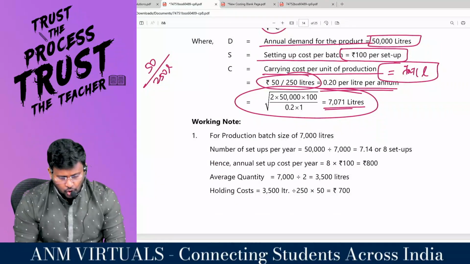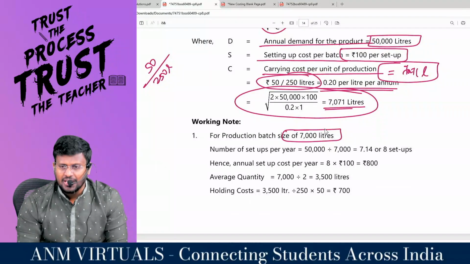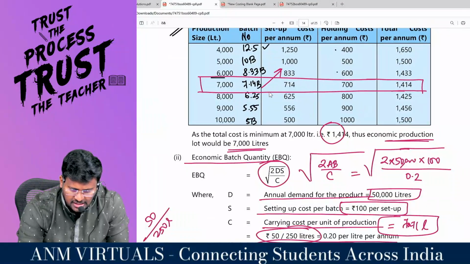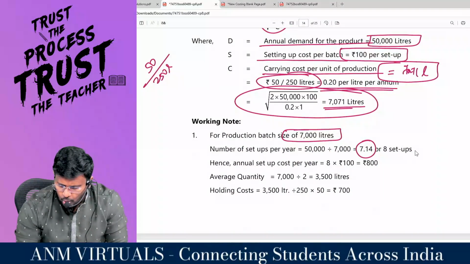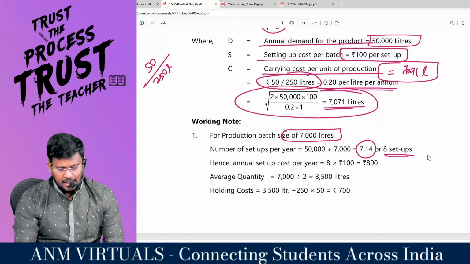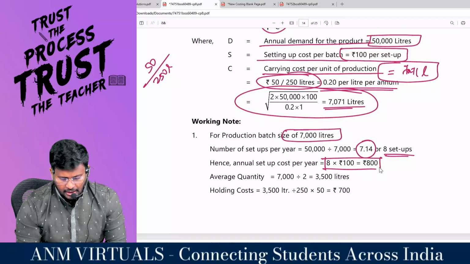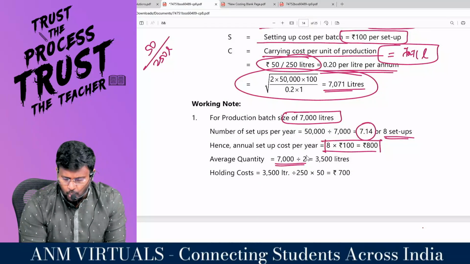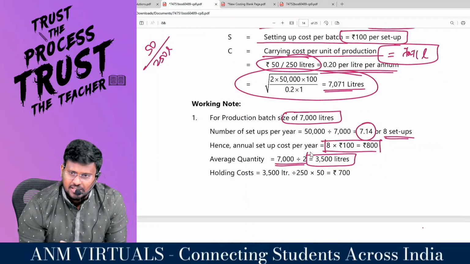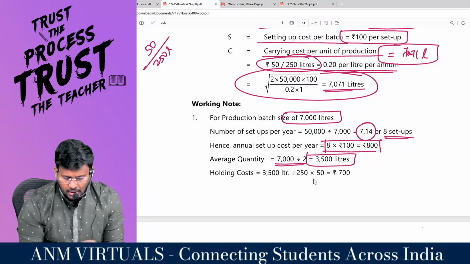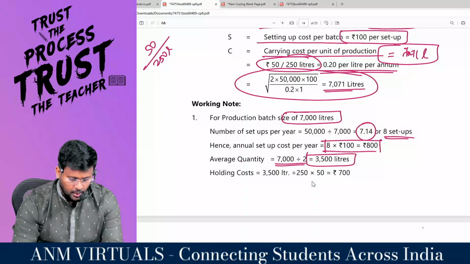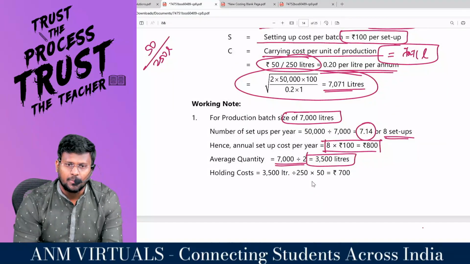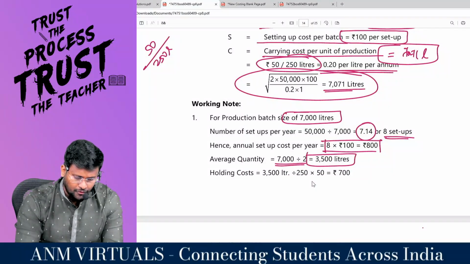Comfortable? So, for a production batch size of 7,000 liters, either you need 7.14 batches, as already calculated, or round off to 8 setups. So 8 into 100 comes to 800. And the average quantity will be 7,000 divided by 2, so you will carry 3,500 liters every time, divided by 250 liters, because for every 250 liters you need 1 square meter, into 50 for every square meter.